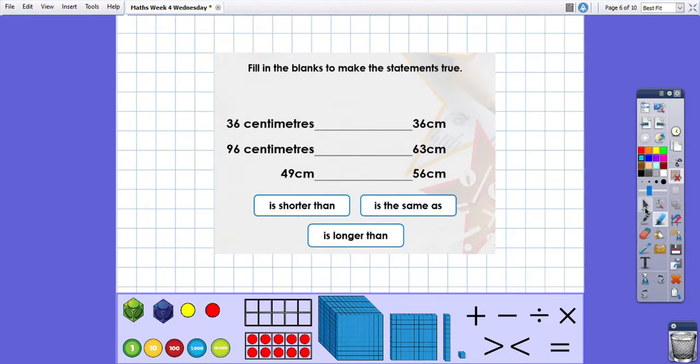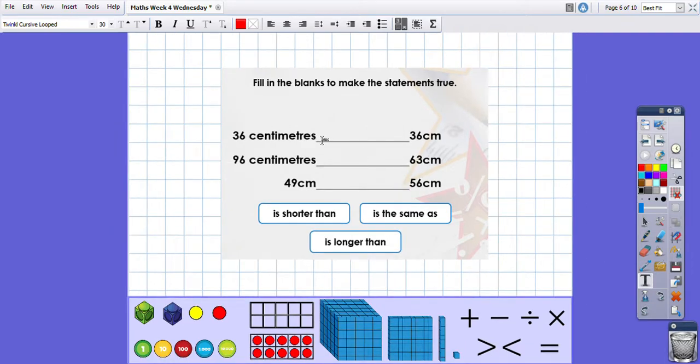Let's fill in the blanks. So one of these phrases goes in each sentence. So 36 centimetres is something 36 centimetres. So is 36 centimetres shorter than 36 centimetres? Is it the same as 36 centimetres, or is it longer? Well, they both say 36 centimetres. So it is the same as.